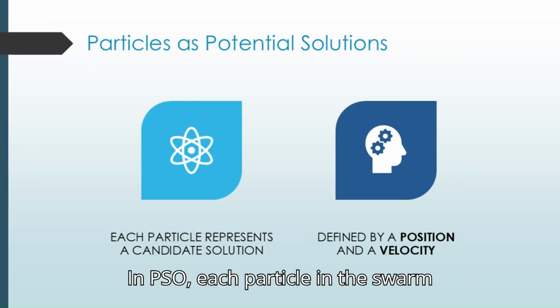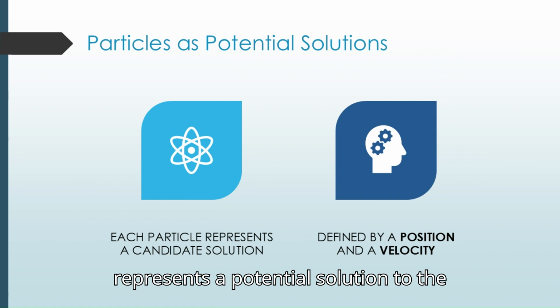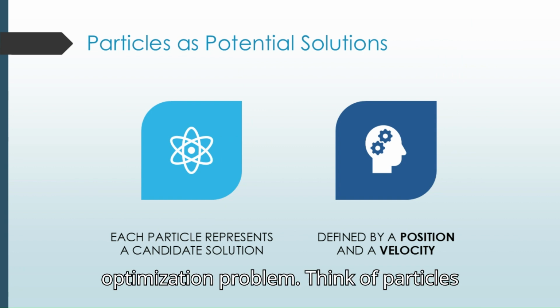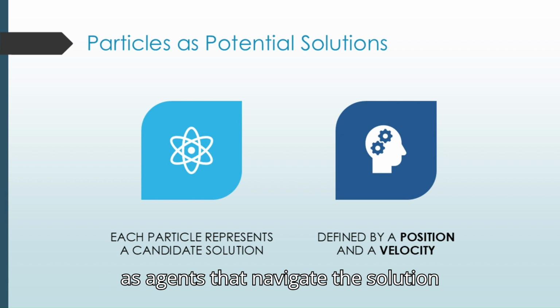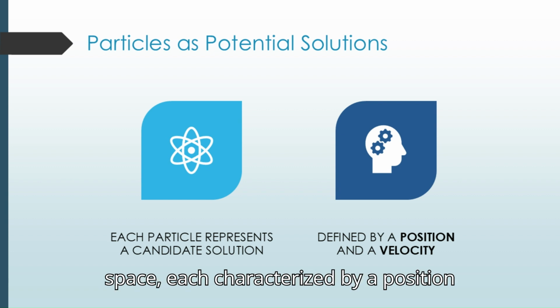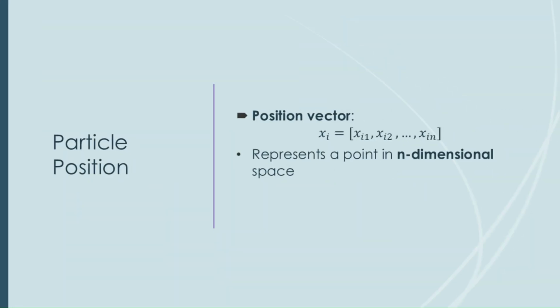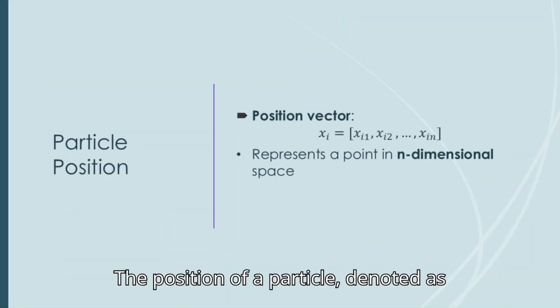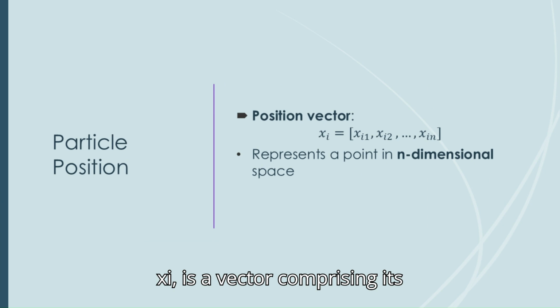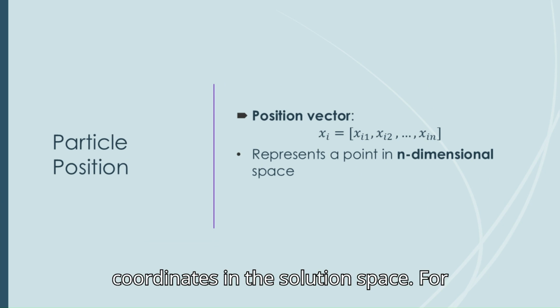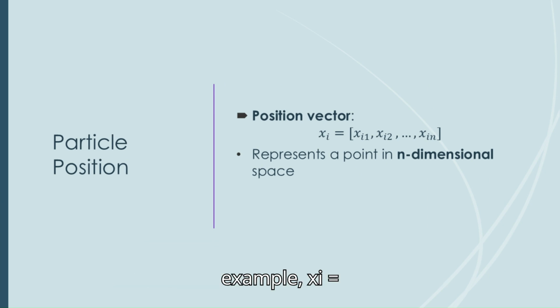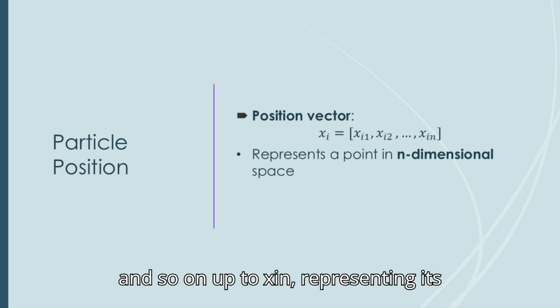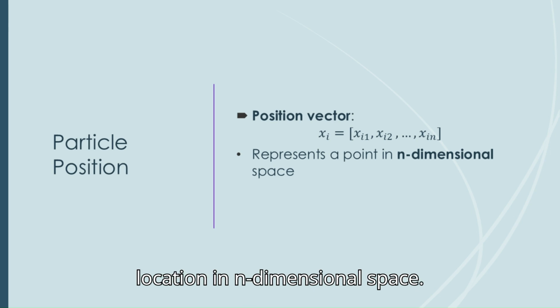In PSO, each particle in the swarm represents a potential solution to the optimization problem. Think of particles as agents that navigate the solution space, each characterized by a position and a velocity. The position of a particle, denoted as x sub i, is a vector comprising its coordinates in the solution space. For example, x sub i equals x sub i1, x sub i2, and so on up to x sub in, representing its location in n-dimensional space.